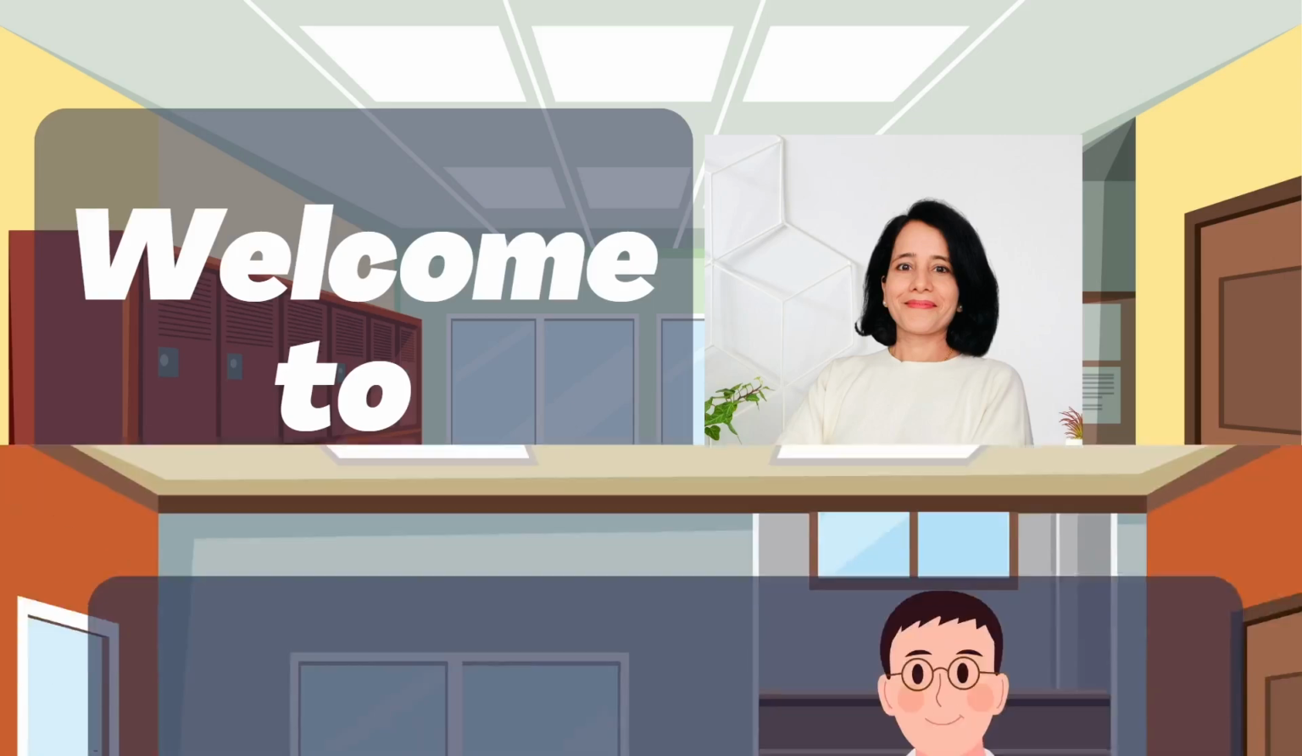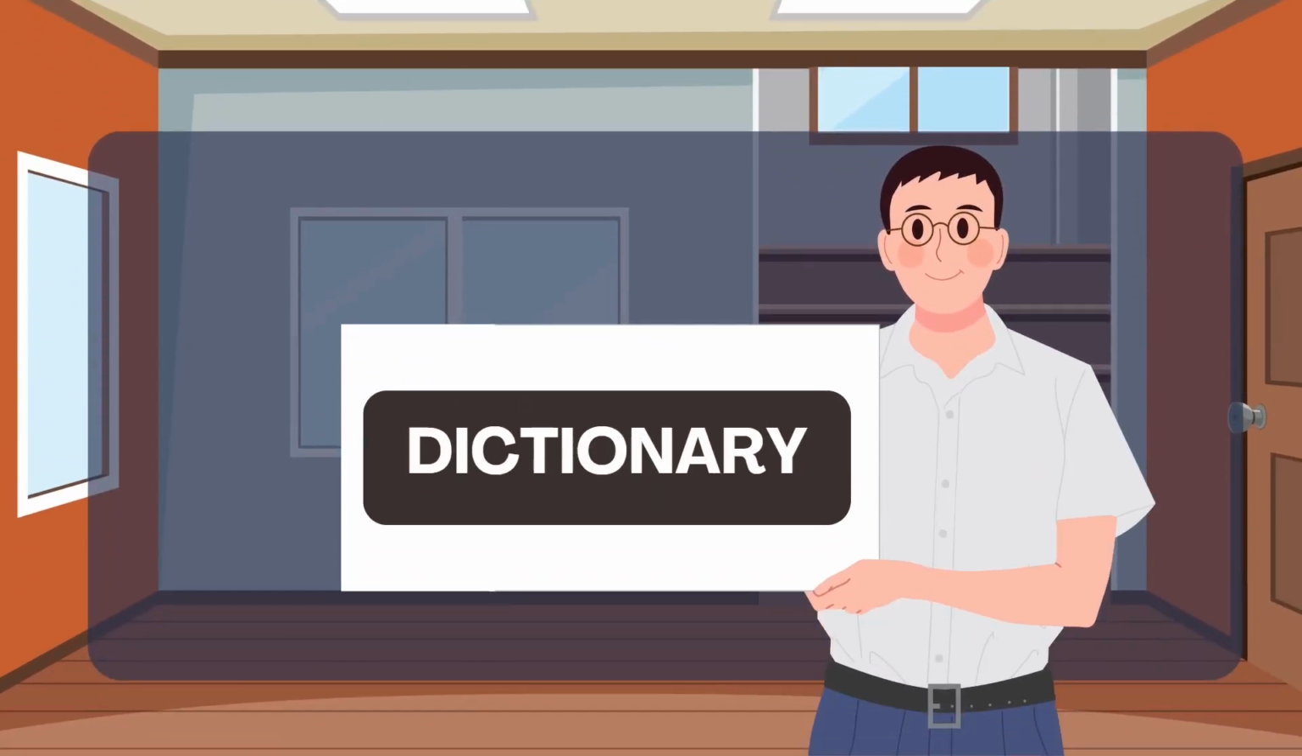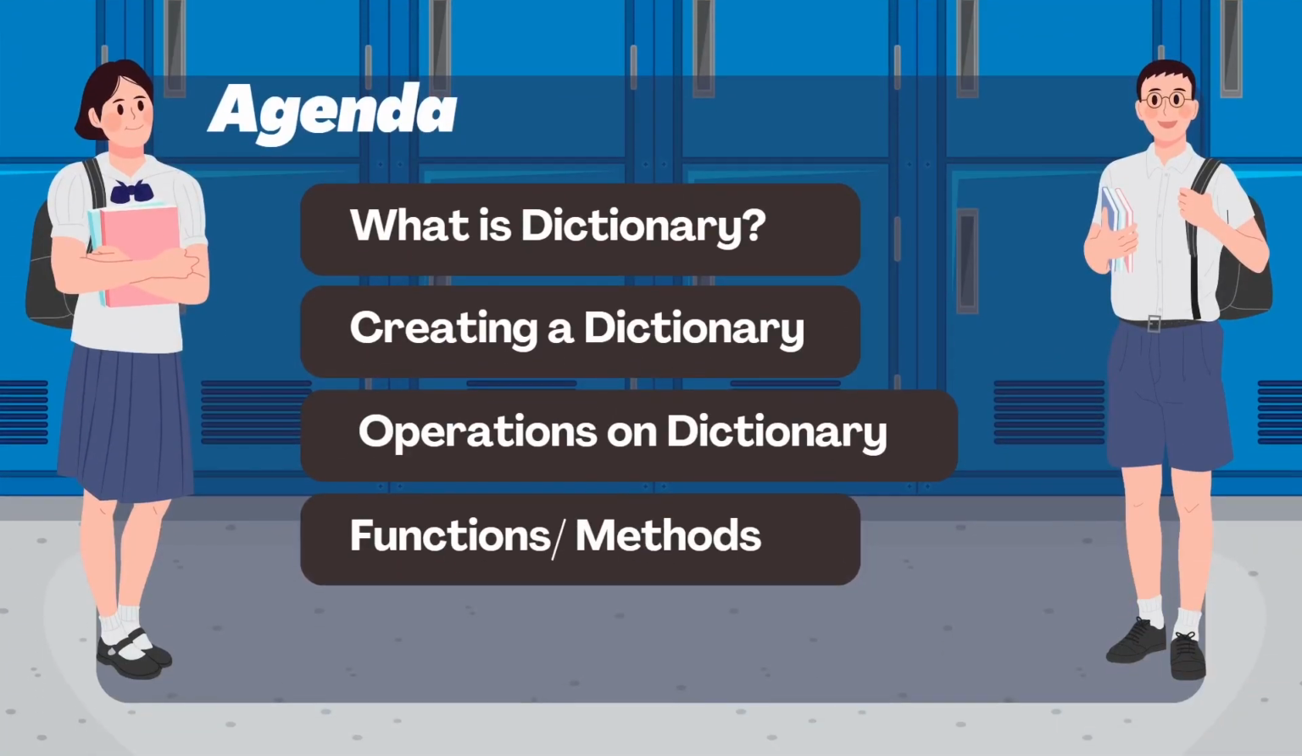Hi everybody, in today's video we are going to discuss one of the important data types, dictionary. First we will try to understand what a dictionary is. Then we will create a dictionary in different ways. As the dictionary is mutable, we can perform a variety of operations on it like adding an element, modifying the element, even deleting the element.